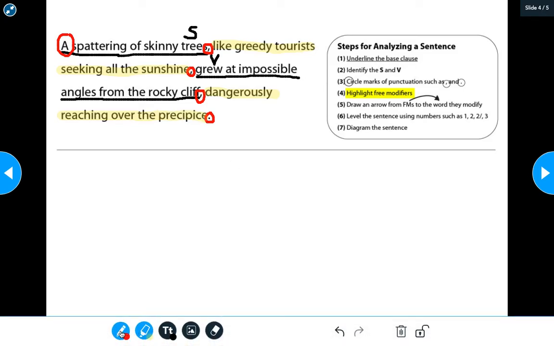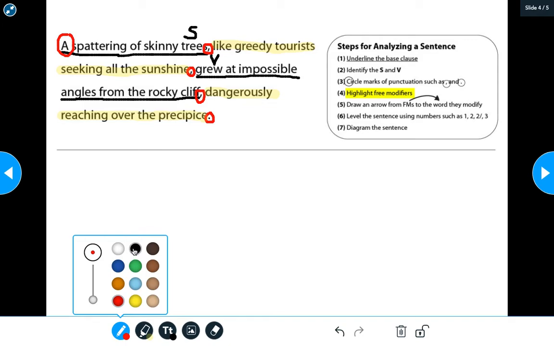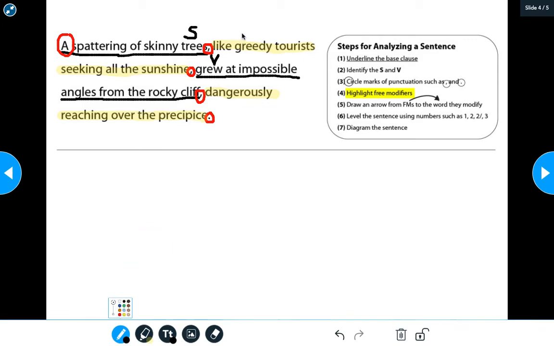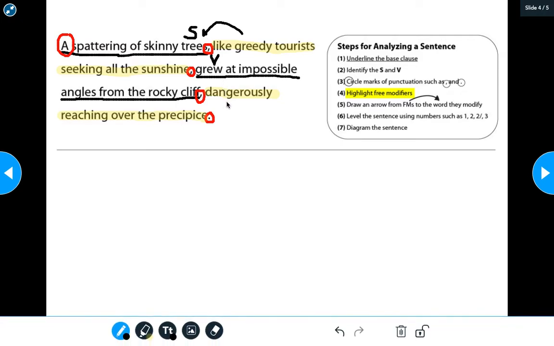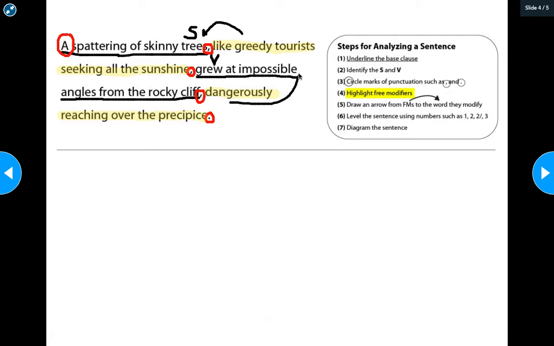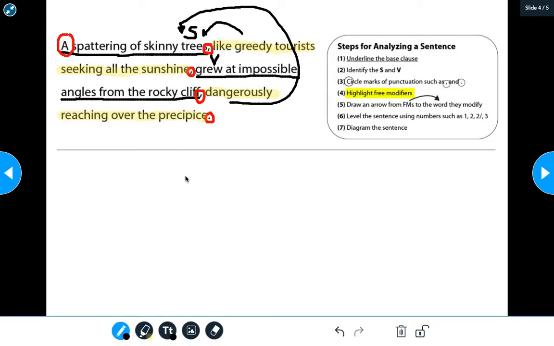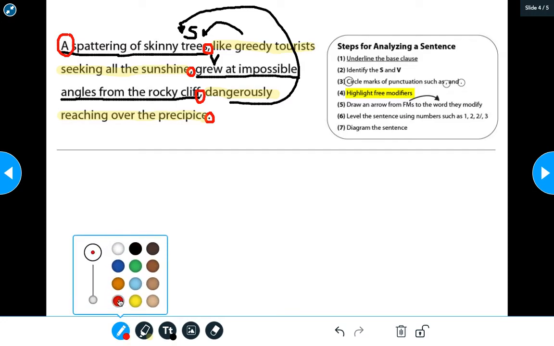In terms of, what do these things modify? This modifies the trees. Dangerously reaching over the precipice also modifies the trees. And this is a common theme as well, that level 2 free modifiers go back and modify the subject in the sentence. Speaking of the subject, it's in the base clause.